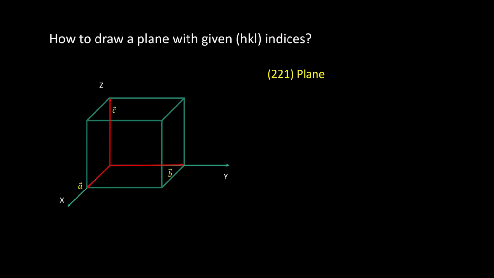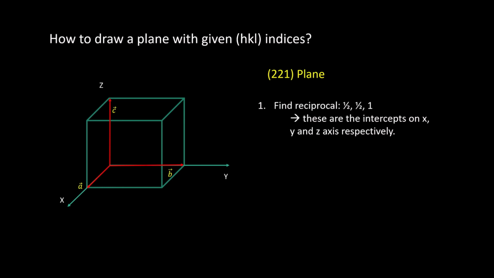And now let's see how to draw a plane with the given hkl indices. In this example, we are going to construct the (2, 2, 1) plane. Here 2, 2, 1 is the hkl indices of the plane. So the first step is to find the reciprocal of hkl. If one or more of the indices is 0, consider the reciprocal to be infinity.